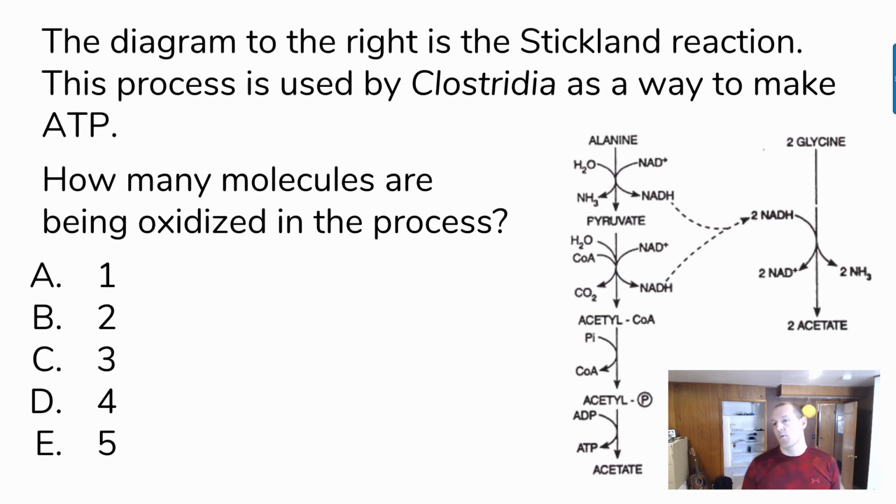Let's go and have a look on the right-hand side. We've got glycine, and glycine is accepting electrons from NADH here. So glycine is becoming reduced, and we're looking for molecules that are being oxidized. So glycine isn't being oxidized. But what about this NADH here? Now, NADH is giving its electrons. It's losing electrons to glycine. So there we go. There's a third molecule. And that's all we've got going on here. Three molecules are being oxidized in this process. So the answer is C.